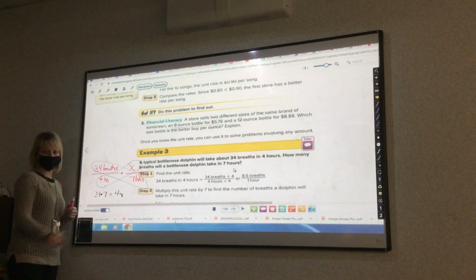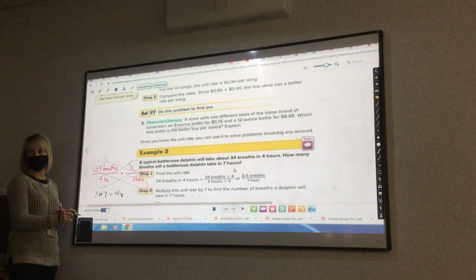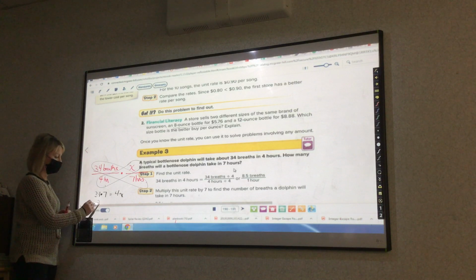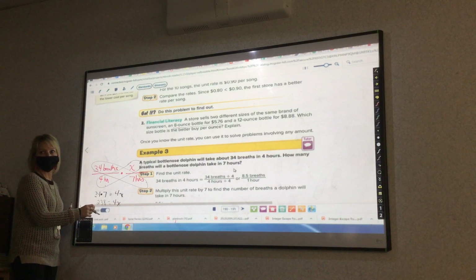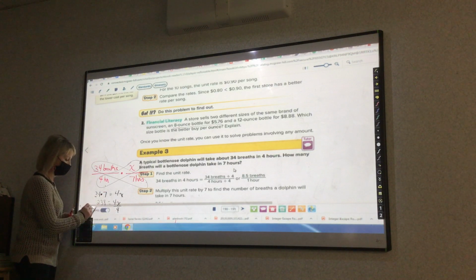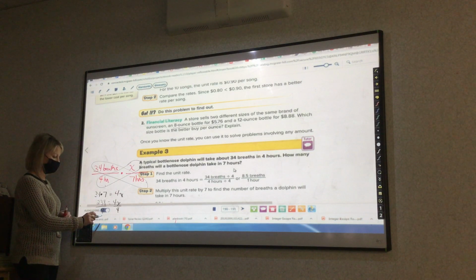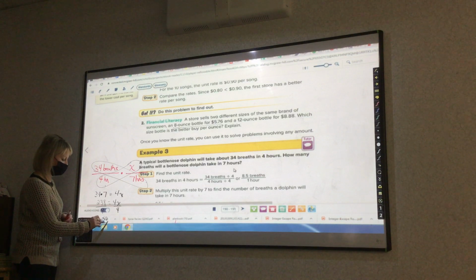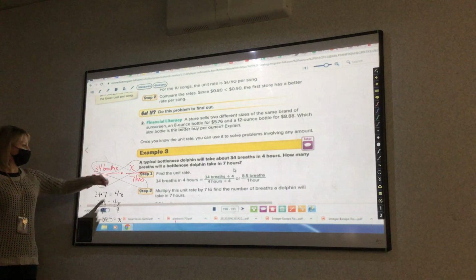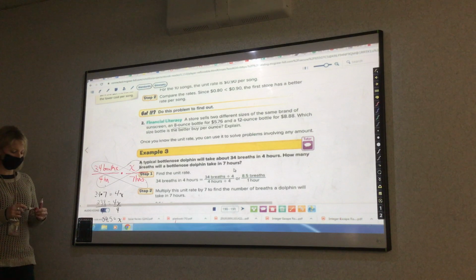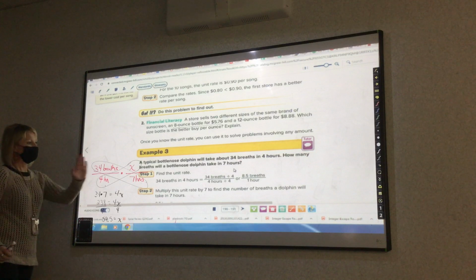So, please somebody do 34 times 7 in your calculator. What do you get? 238 equals 4x. How do I solve for x? So then I'm gonna divide by 4 and divide by 4. So do 238 divided by 4, which is 59.5 equals x. So, how many breaths will they take in 7 hours? It'd be 59.5.